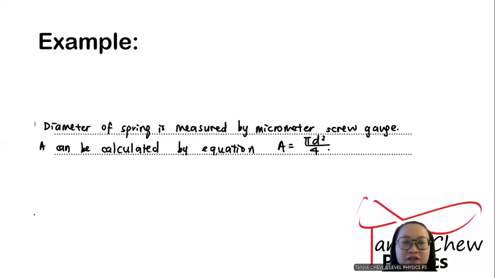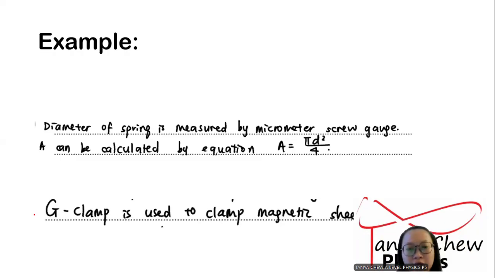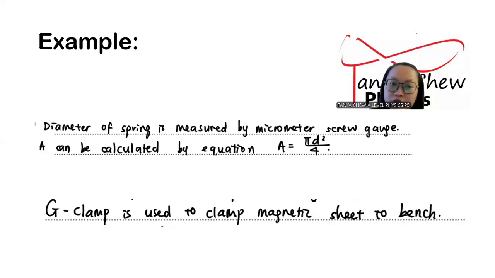Because at the end of the day, in the suggested equation, you have to put in the area of the spring to do your calculations. Or you can also say, from my diagram, you can see that I use a G clamp. What is the function of the G clamp? I use the G clamp to make sure that everything is secure in its position, so the magnet is not leaving the bench. I want everything to be static, stationary. So I use the G clamp to secure the magnetic sheet to the bench.